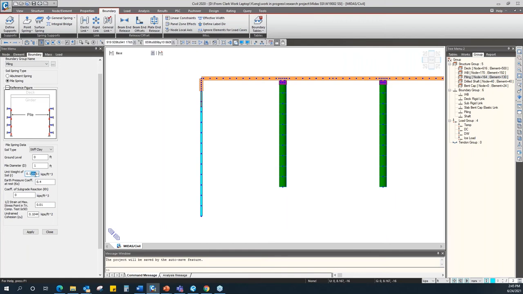So here, the unit weight of the soil, we put in 0.116. For the earth pressure coefficient, I think there is an equation from the LRFD: K0 equals 1 minus sine phi. Here phi is 28. So we use the equation, 1 minus sine 28, and we get 0.53.